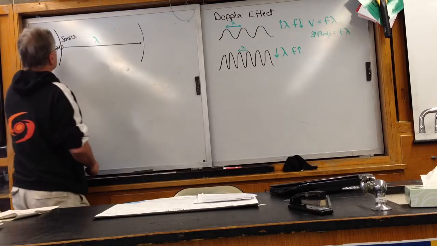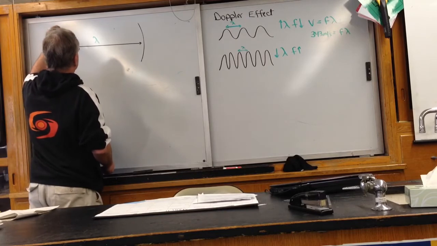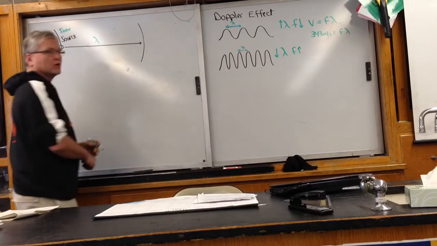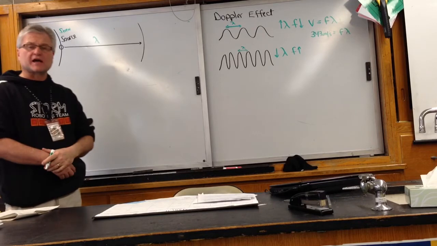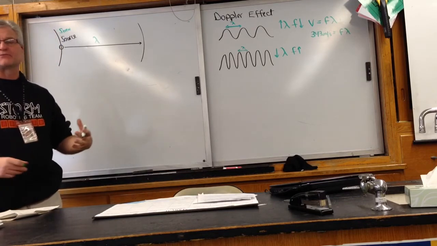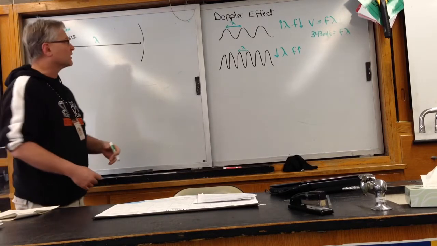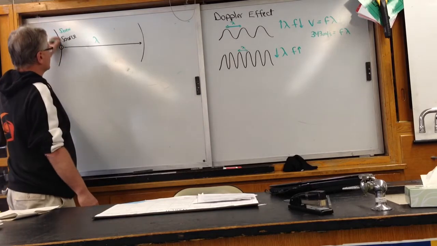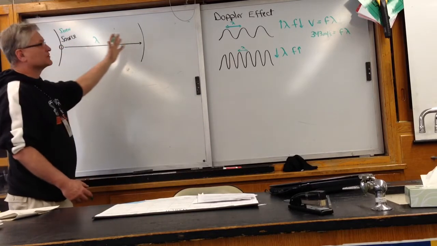All right, this source might be a siren from a police car or ambulance. It could be somebody shouting. It could be any type of noise that's being generated. Now, as that noise is generated, isn't there a wave pulse being sent out?